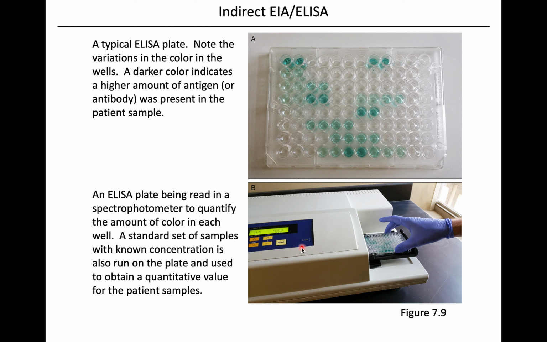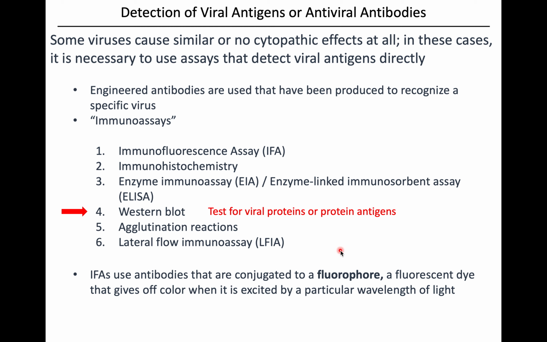This is what the machine looks like that would then read the plate, and obviously you can see it with the naked eye, but it will actually quantify the intensity of the color change. So again, this is a very common test, common equipment. We have capabilities to do this here at Pitt State. So that's the ELISA-based test.